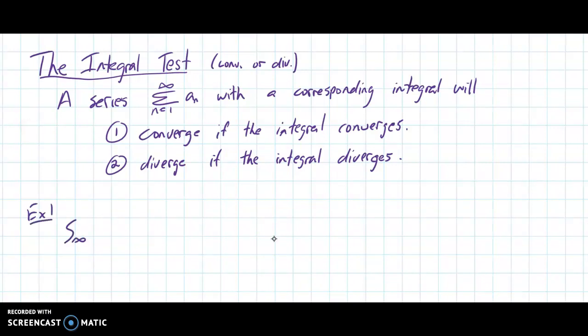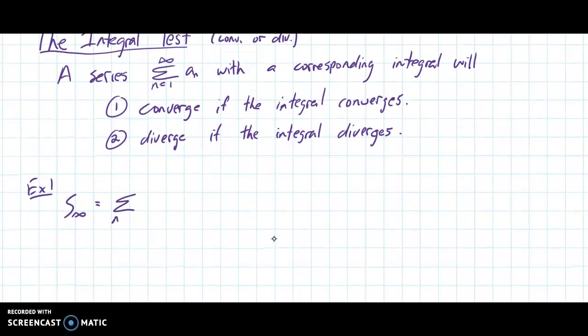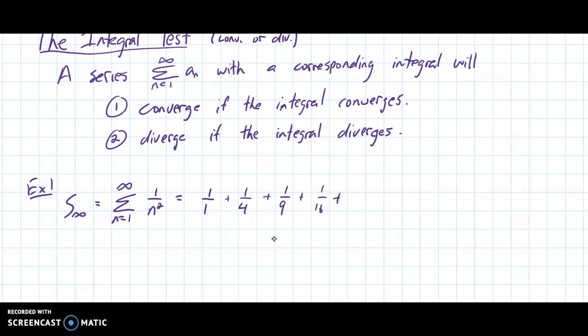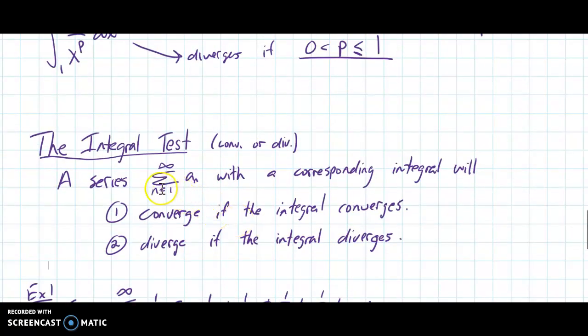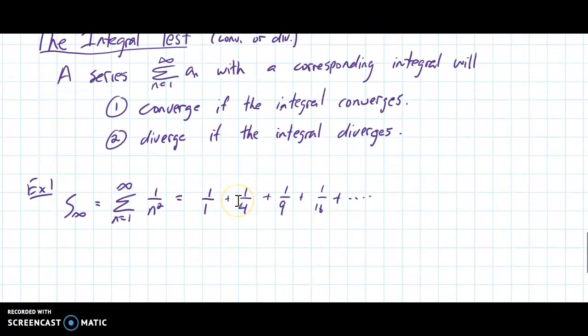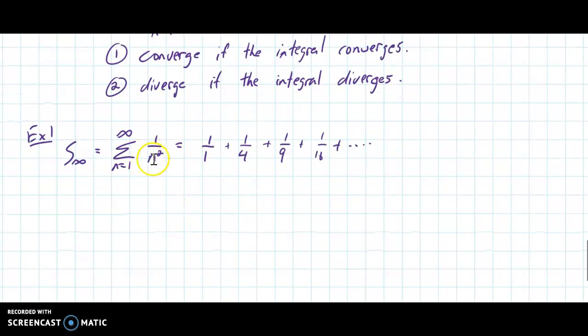I'm going to say S sub infinity is sigma n equals 1 to infinity of 1 over n squared. What would that be? It would be 1 over 1 squared, which is 1, plus 1 over 4, because that's 2 squared, plus 1 over 9, plus 1 over 16, plus go on forever. Okay, so what is the corresponding integral? Well, in this case, I should add, I said this in one of the earlier videos, but I don't have to have this start at 1. I can start at a different index, that is fine, but frequently they either start at 1 or at 0. This one couldn't start at 0 because it would give me a 0 in the denominator.